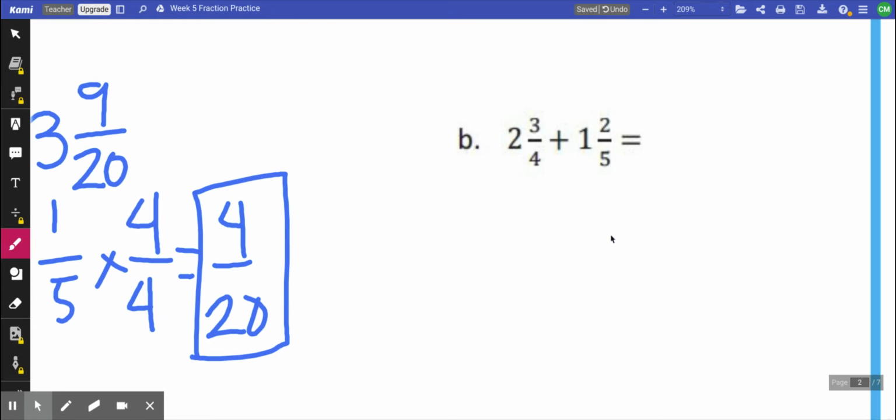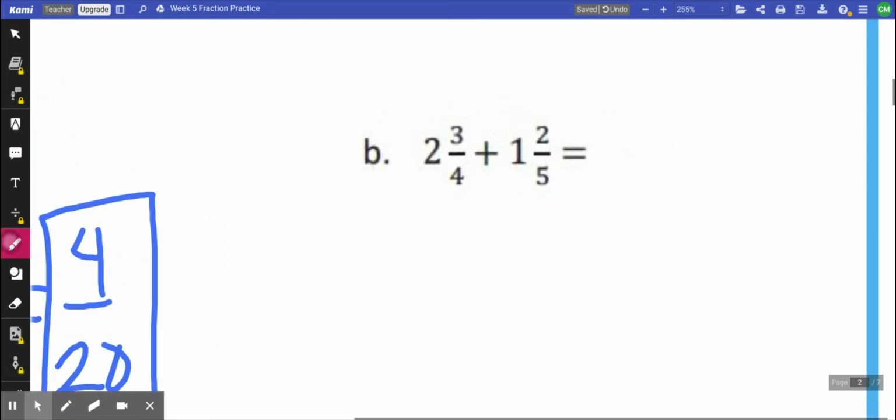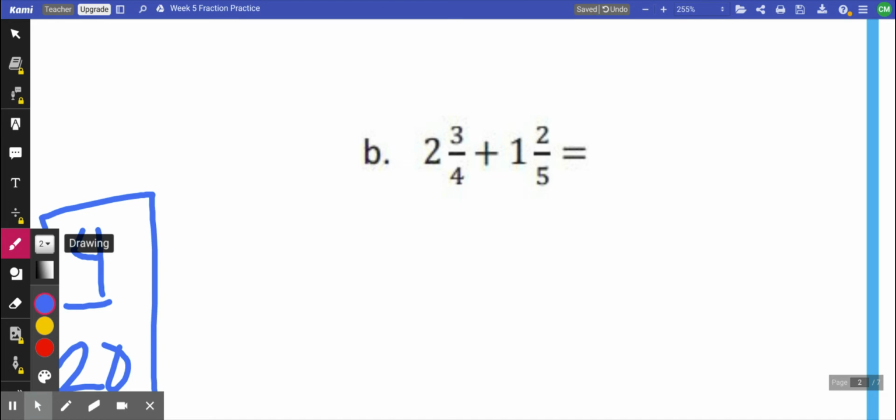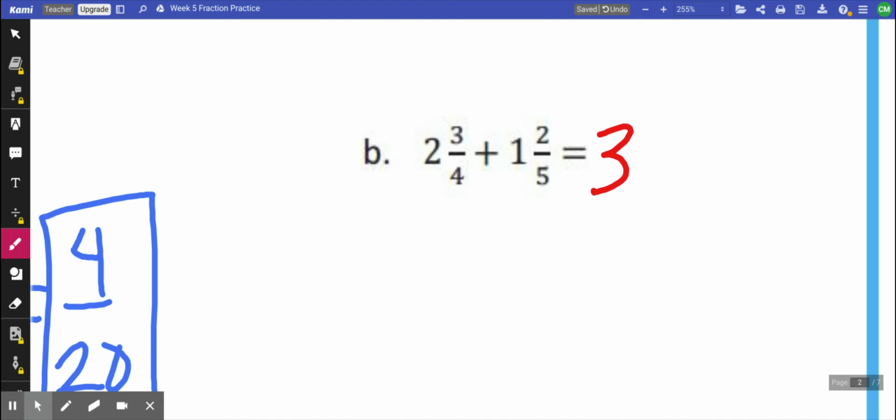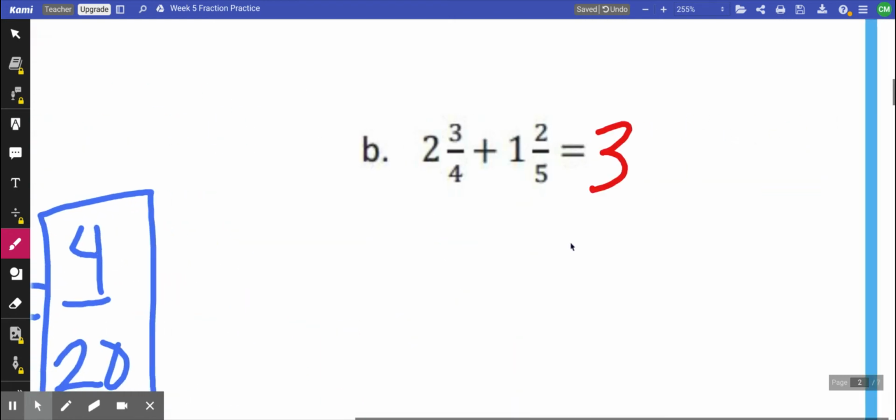Let's take a look at this problem, problem B. 2 3/4 plus 1 2/5. Okay, again, I think that my whole number is going to be 3. So I'm going to put a 3 right there. One thing that I like about this problem is that it has the same denominators, 4 and 5. So I know, again, that my denominator is going to be 20.